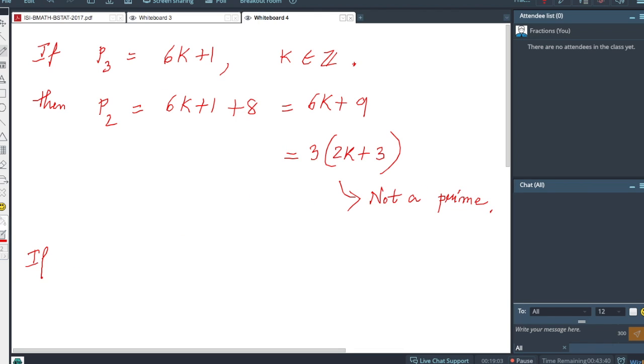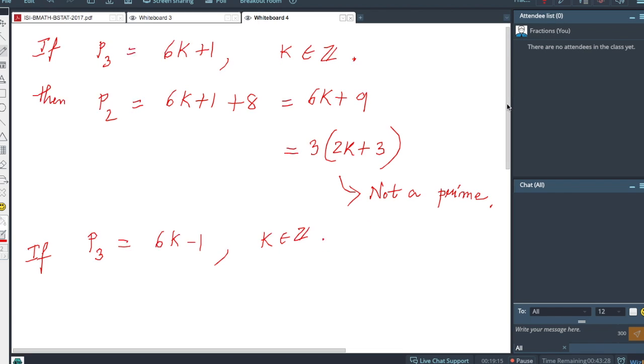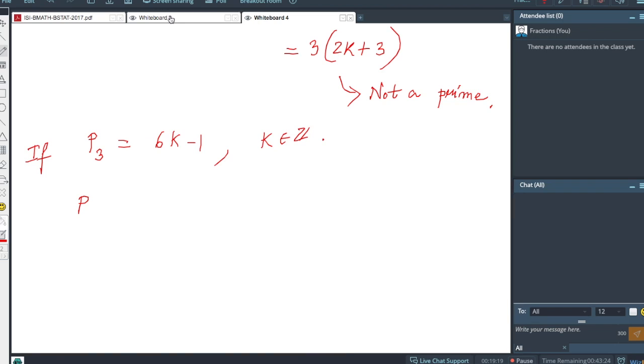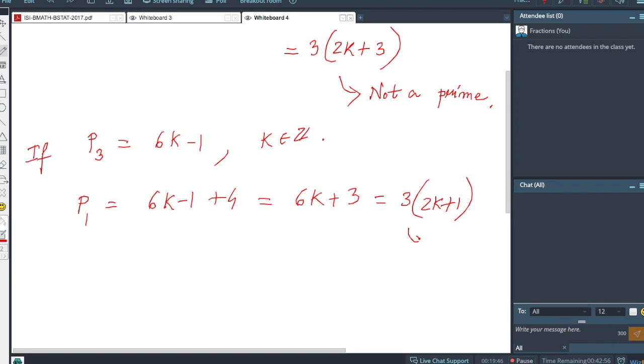Now what if the other choice left for p3, suppose it's of the form 6k minus 1, where k belongs to the set of integers, and then we look at p1, which is p3 plus 4, so 6k minus 1 plus 4, so that is nothing but 6k plus 3, and again here you can take out 3 common, and it's 2k plus 1, and again which is not a prime. And so p3 cannot be of the form 6k minus 1.